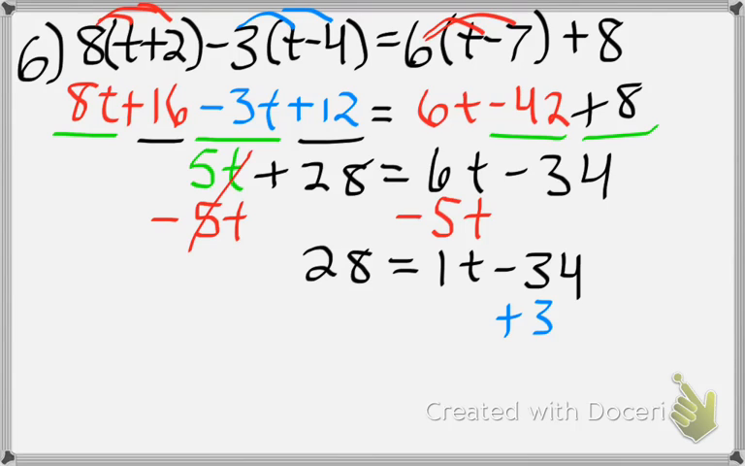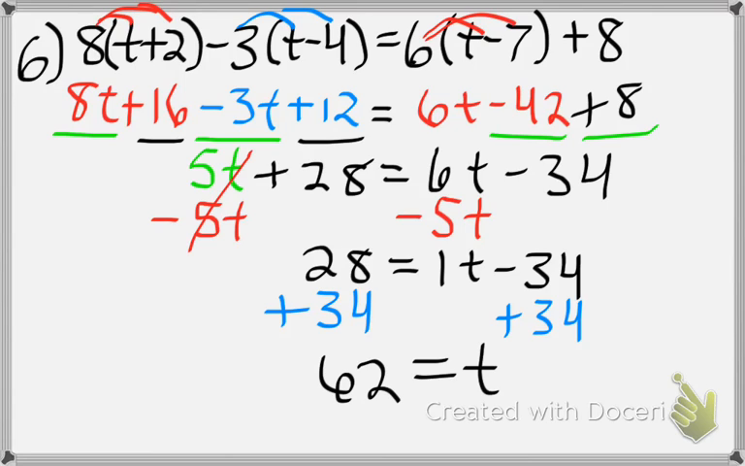Alright, so add 34 to both sides, and you are done. Because the coefficient is a 1, that's why you're done. So on the right side, you have just t. And on the left side, you have 62, so t equals 62. That is the solution for number 6.